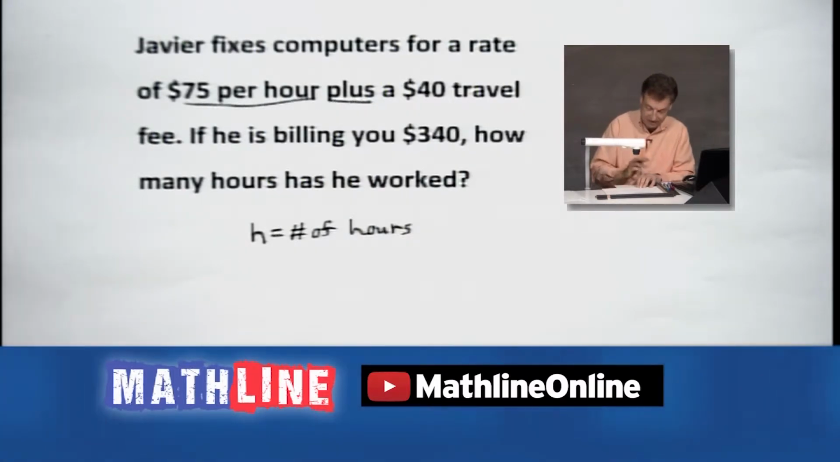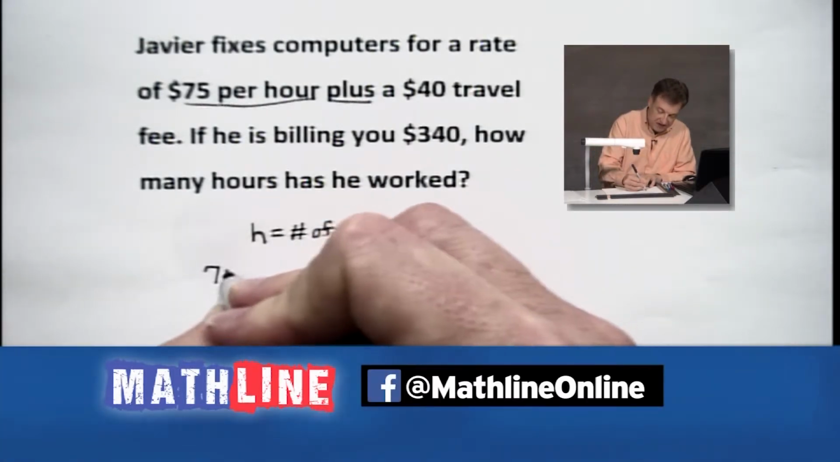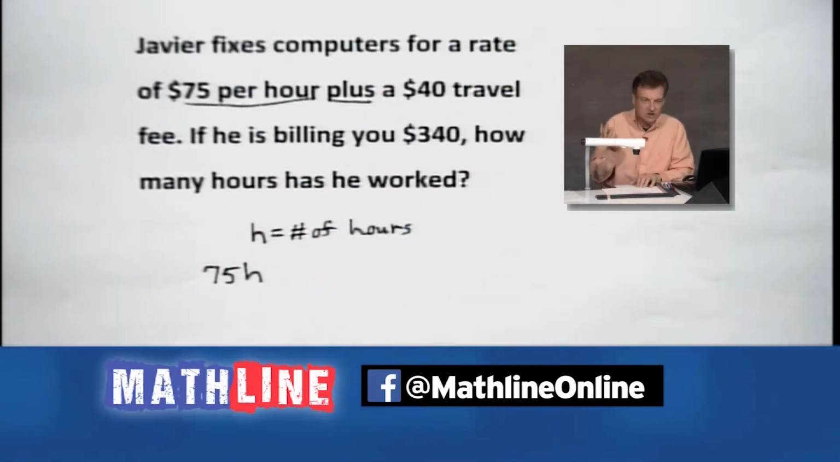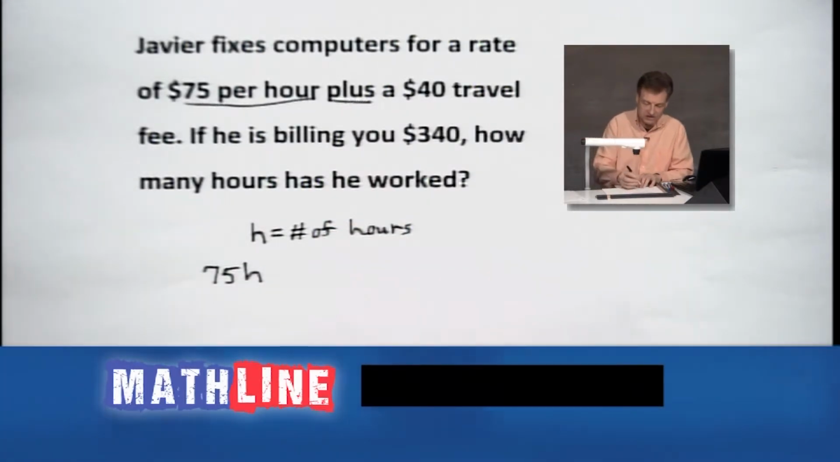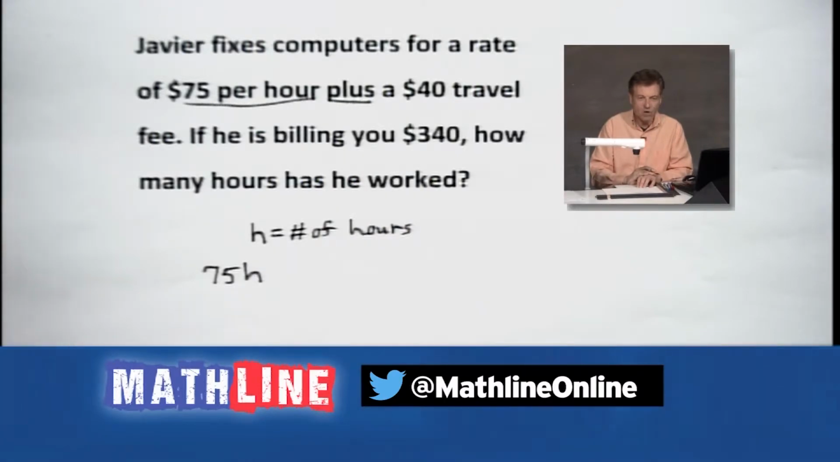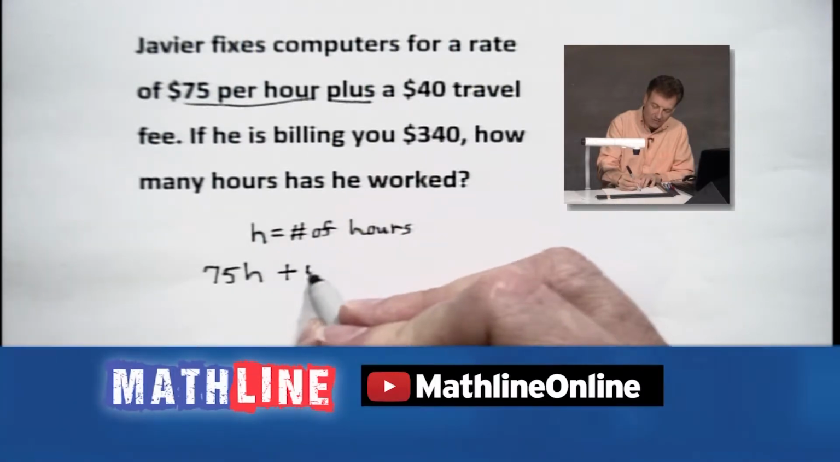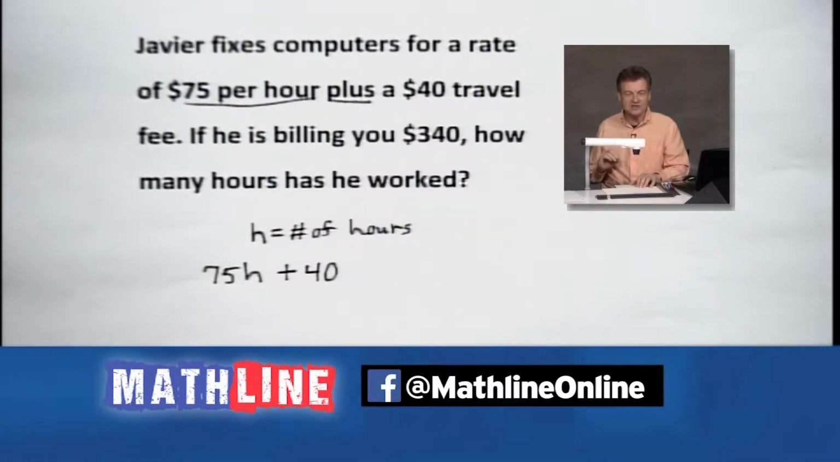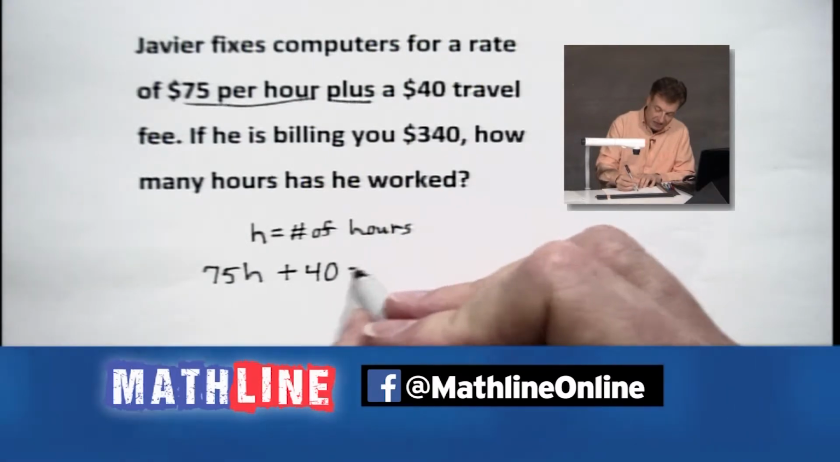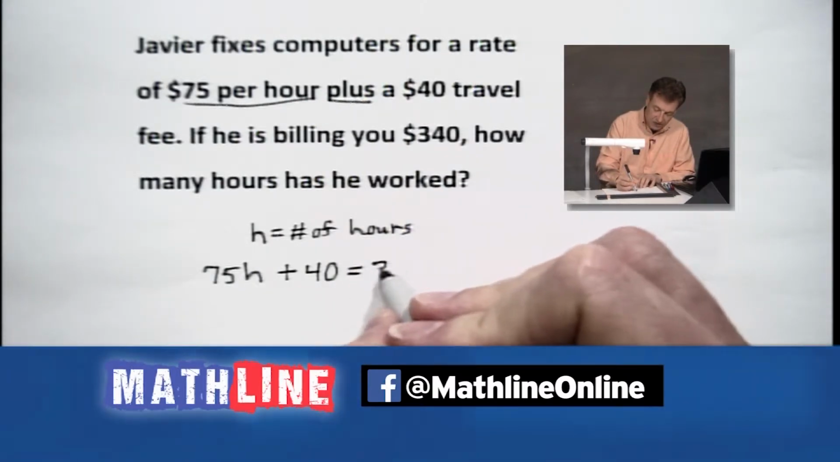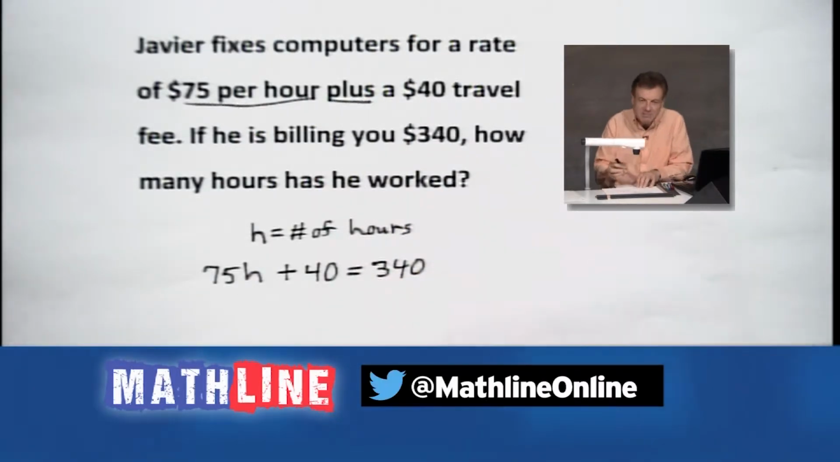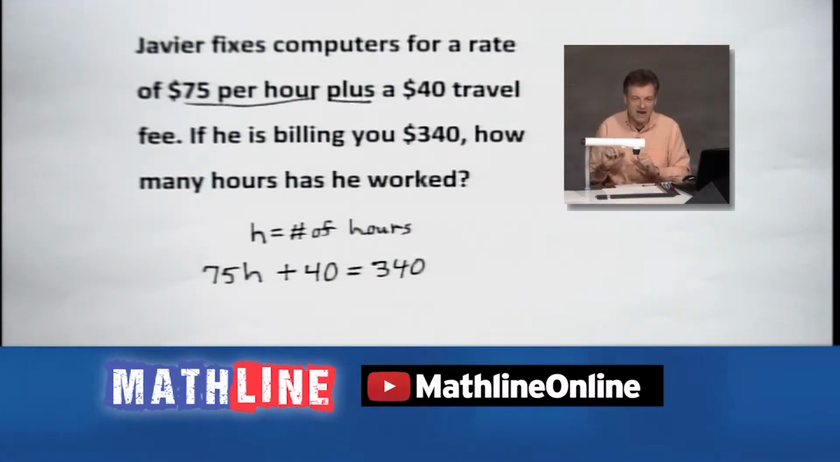So let's see what's happening. We're going $75 per hour. That's a good way. Per means multiply, all right? So 75 per hour, not miles per hour, but dollars, all right? So $75 per hour. Add on more money. Oh yeah, he's going to charge you $40 because he had to get to you. And then we come out with $340. All this is money. Money plus money gives you the total amount you owe Javier, all right?